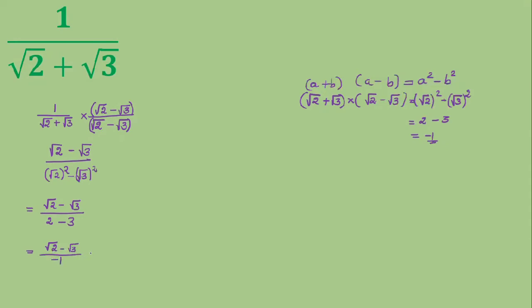You can keep it as it is or you can simplify this. So no need of writing 1 in the denominator. Take minus to the numerator, minus of root 2 minus root 3. Now multiply the whole expression by minus. Minus into root 2 is minus root 2. Minus into minus is plus root 3. So here the denominator is 1. So it is a rational number. Now we have rationalized the denominator.